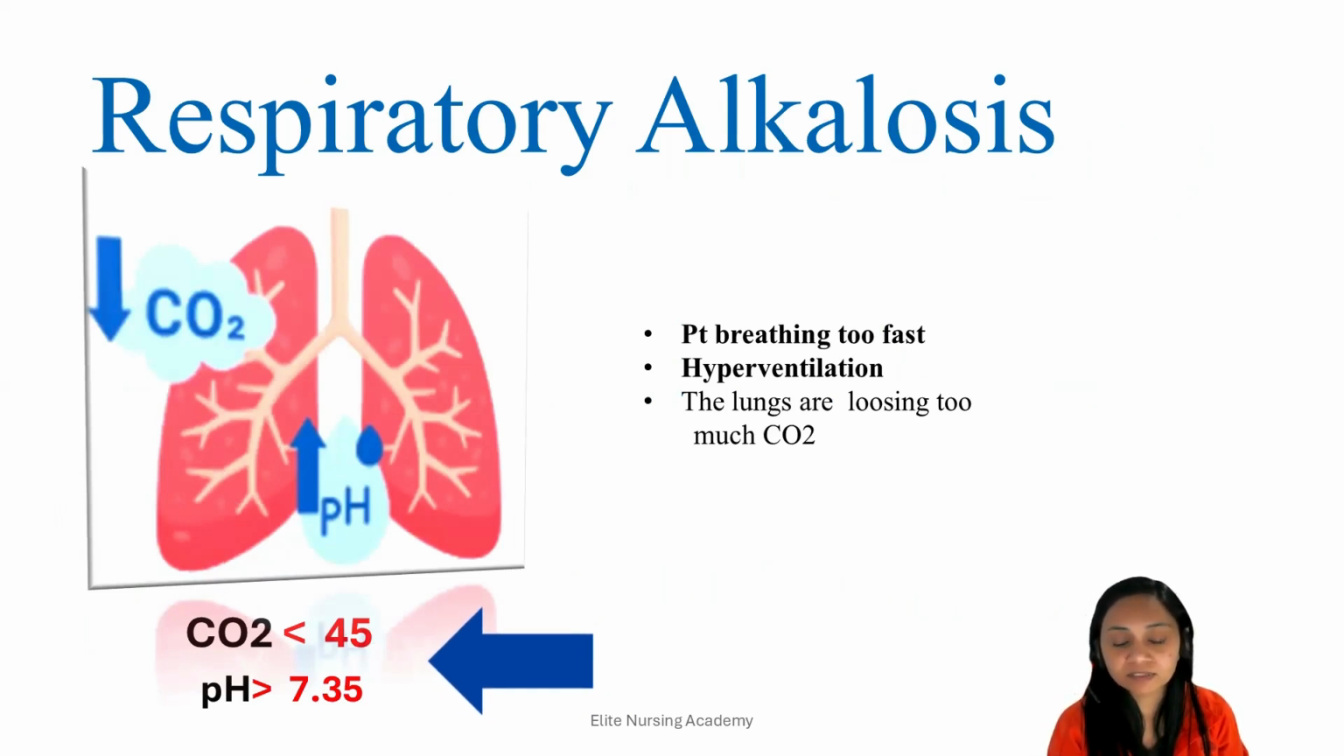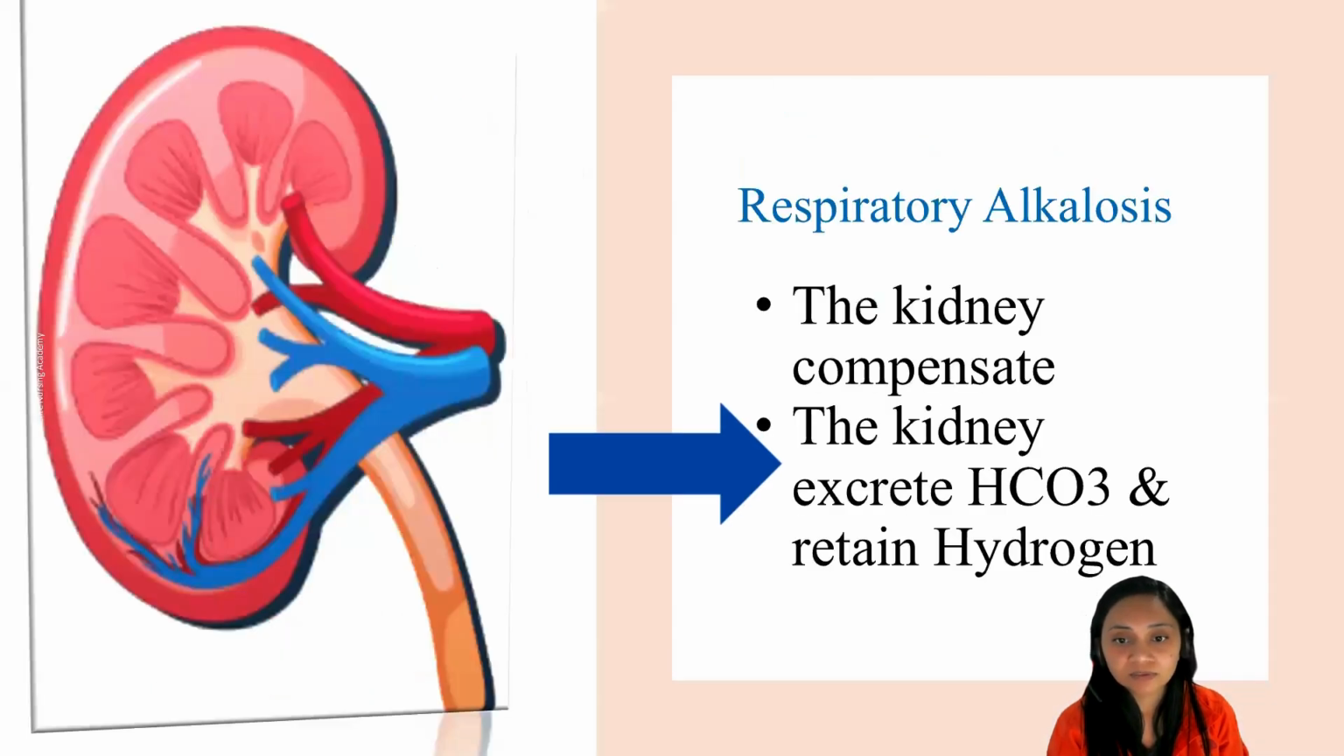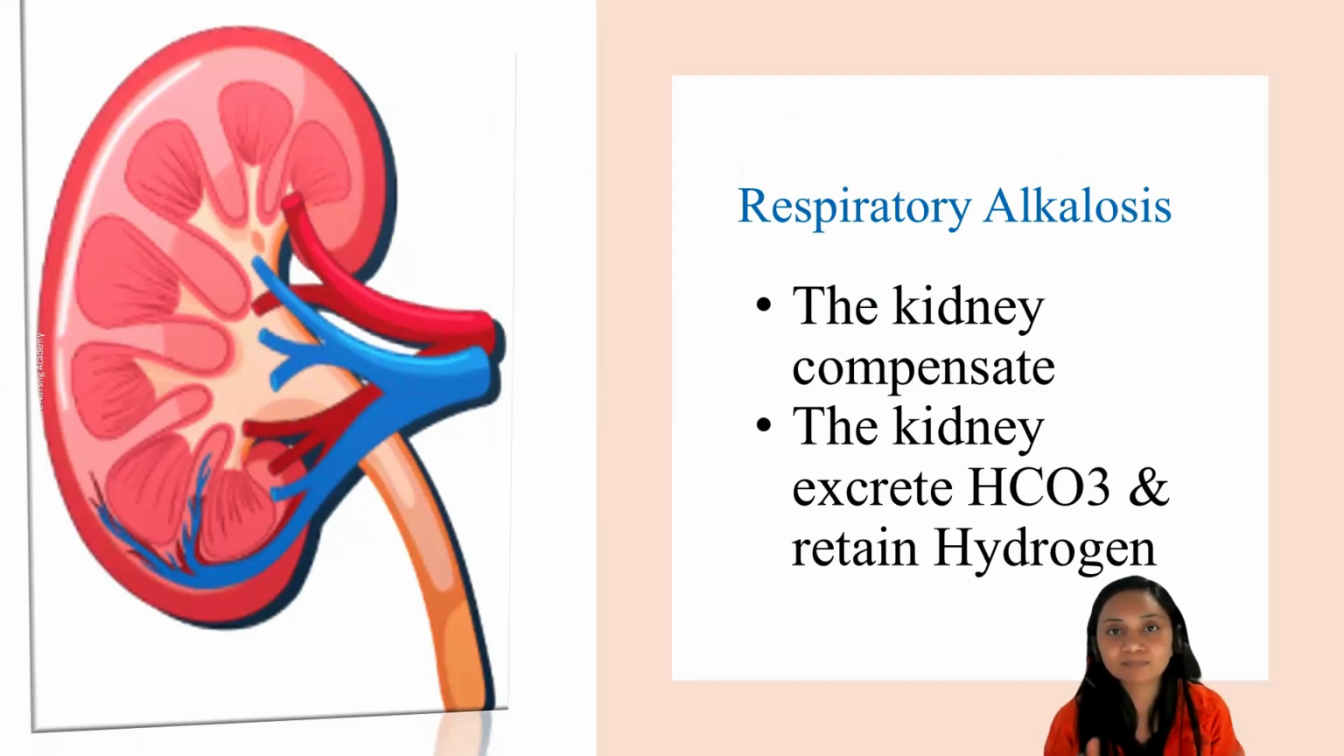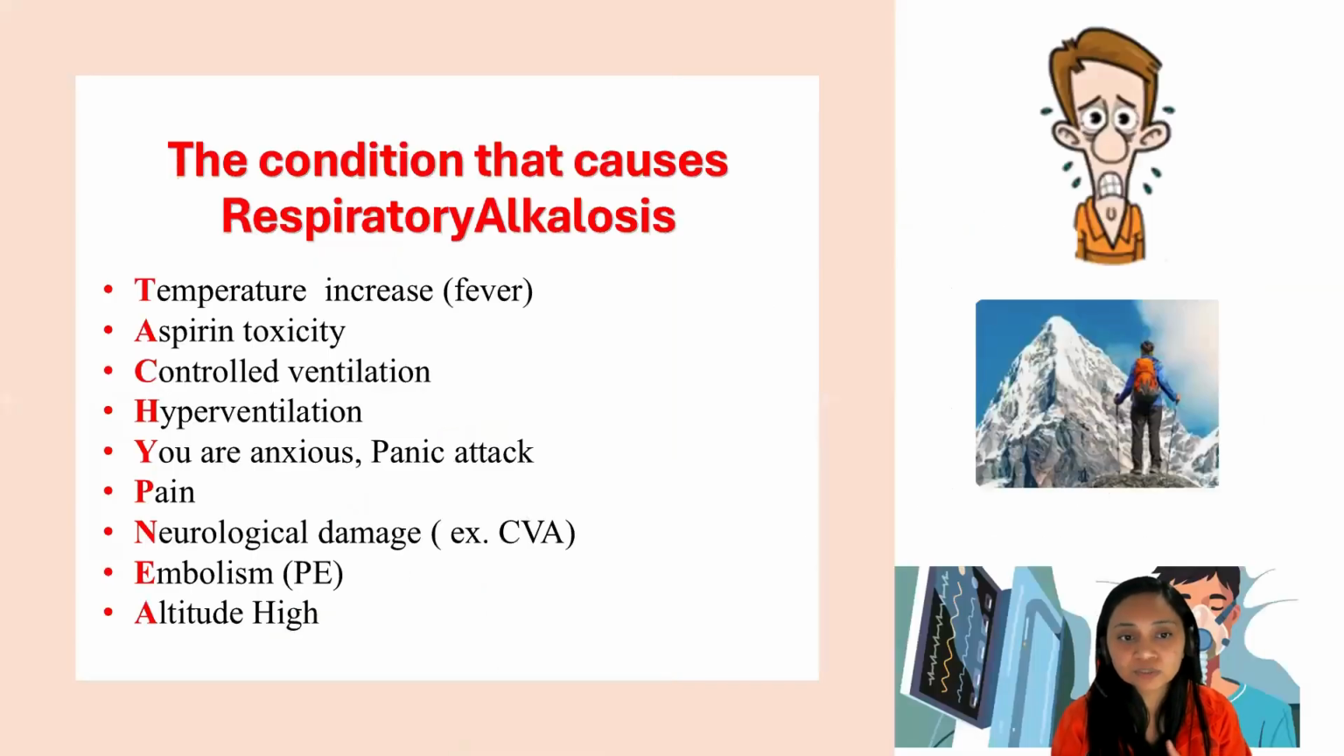So, what will happen in this situation? How will the body compensate? What will the kidney do? The kidney will excrete the bicarbonate, which is the base, and retain the hydrogen ion. In respiratory alkalosis, the patient is losing a lot of carbon dioxide. What is carbon dioxide? It is an acid. We do not have enough acid in the body. In order to compensate, the kidney will retain the hydrogen ion, which is acid, and excrete the bicarbonate, which is base, in order to maintain the acid-base balance.